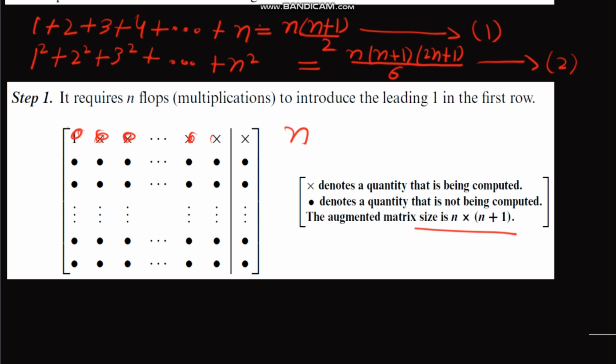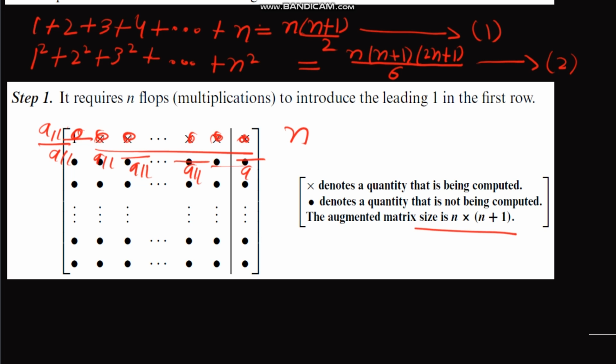Now remember, in the Gauss-Jordan method, what do we need to do? We need to get one here. To get one here, what do we need to do? We divide by this element. For example, this element is a11. Then we divide all of the first row by this a11, also this one, also this one, all the way up to the last one.